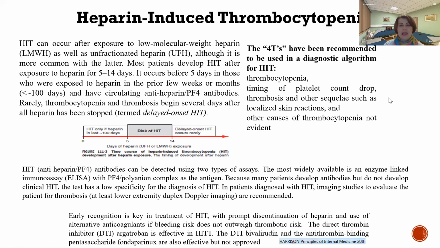The 4Ts have been recommended as criteria to be used in a diagnostic algorithm for this disorder. So, to make the diagnosis of heparin-induced thrombocytopenia, the following should be present: thrombocytopenia itself, timing of platelet count drop, thrombosis and other sequelae such as localized skin reaction, and other causes of thrombocytopenia not evident.